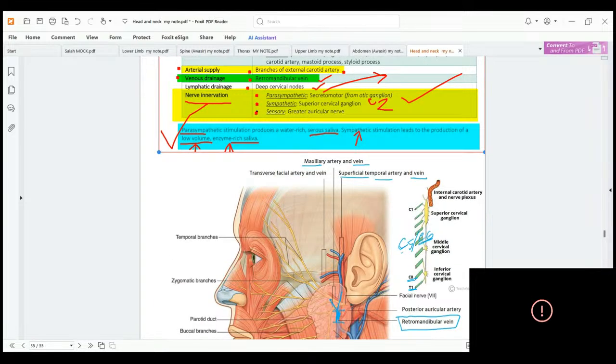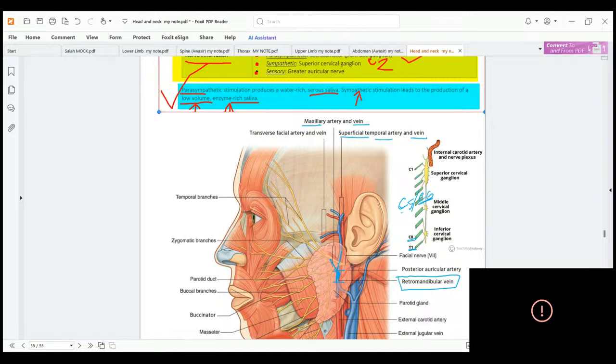Superior cervical ganglion, middle cervical ganglion, and inferior cervical ganglion. Superior cervical ganglion is C1, middle cervical ganglion is C5, inferior cervical ganglion is C8 T1.